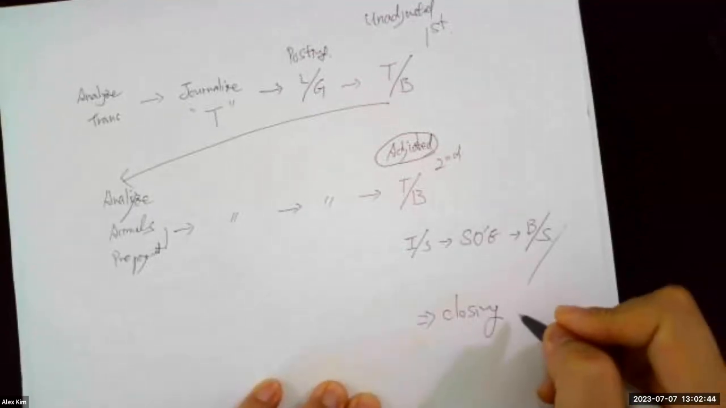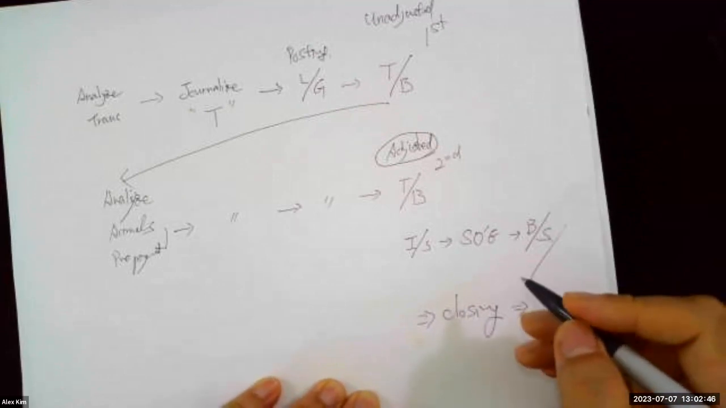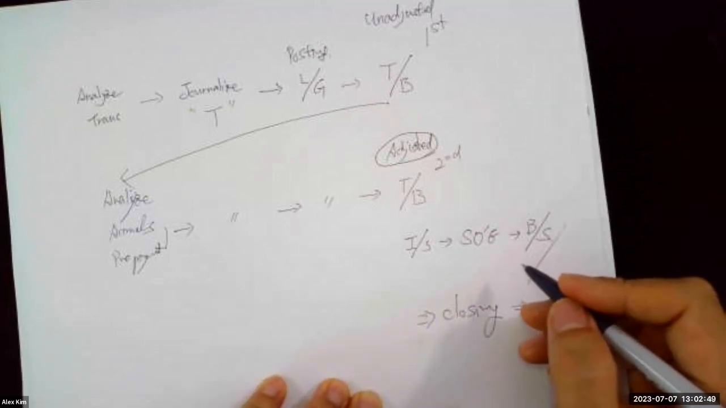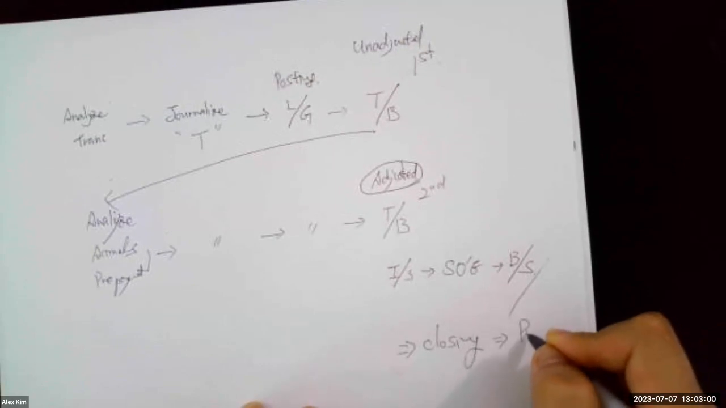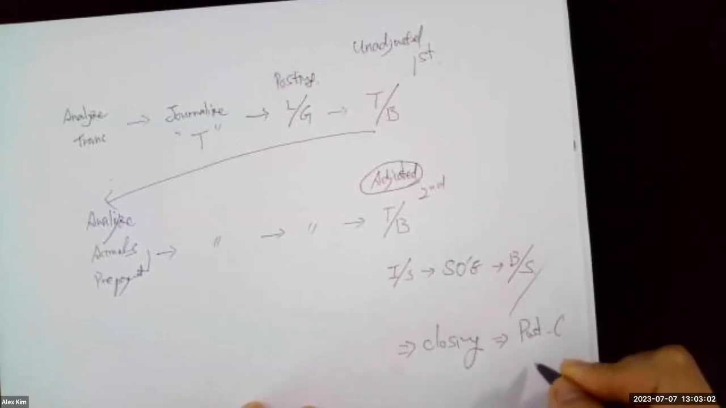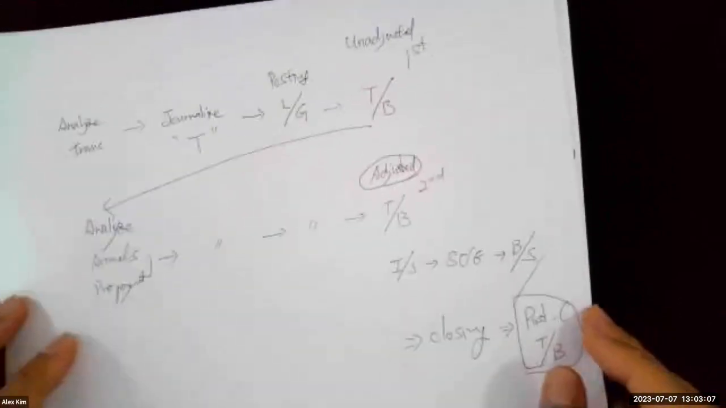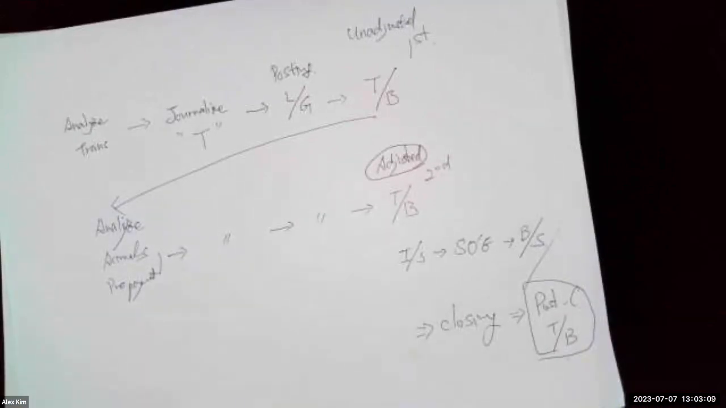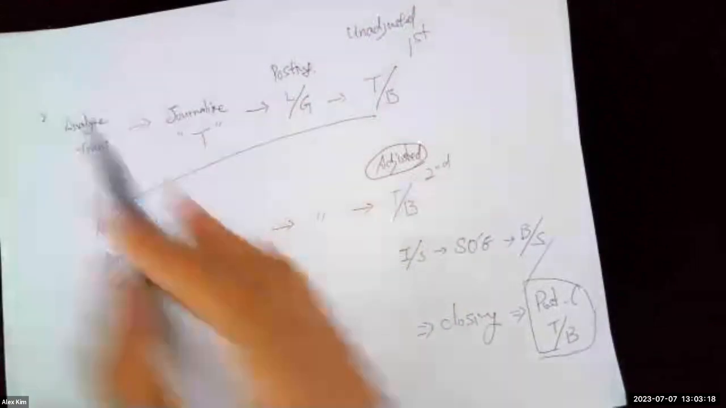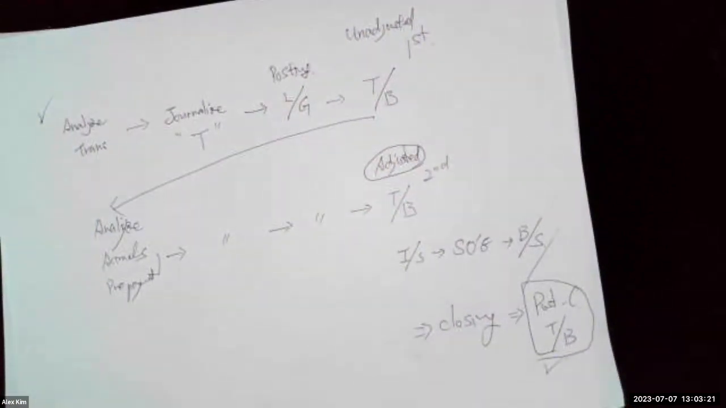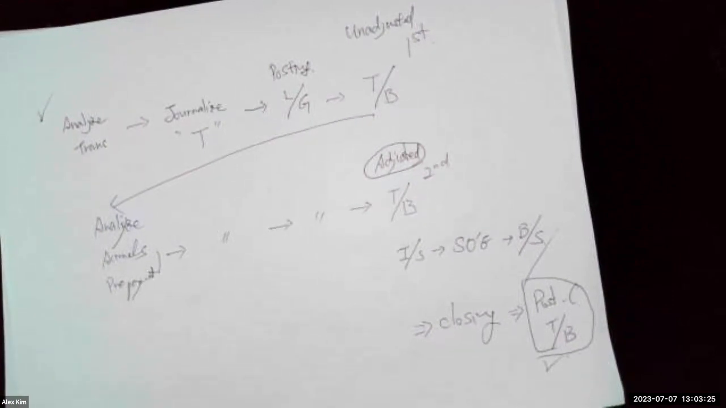So closing. Once we have closing, what's next? Post-closing trial balance. That's the full accounting cycle. Doesn't matter the size of the company. Every single period, we repeat from here to here, again and again and again. That's what we call the accounting cycle.